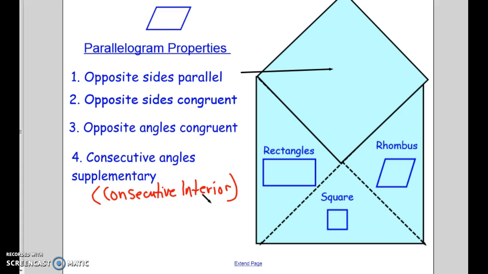Do we know now that opposite sides are parallel? Do we know that opposite sides are congruent? Yes, because a parallelogram is just a crooked rectangle. And then opposite angles are congruent. And then the one that we just really hit hard today is that consecutive angles are supplementary, or we call them consecutive interior.